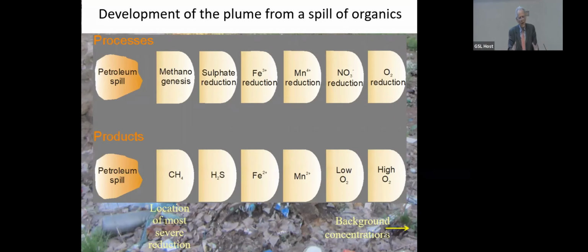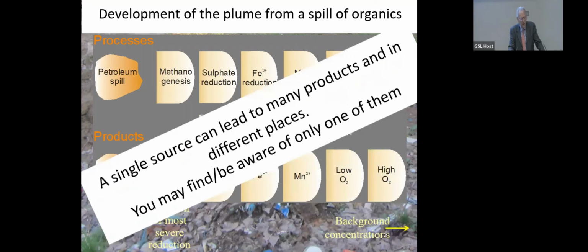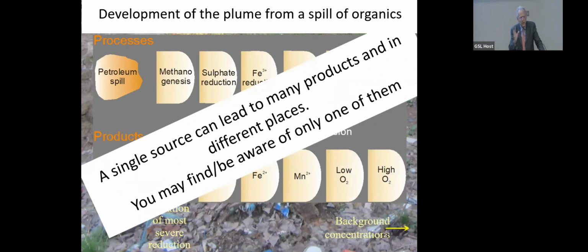So we'll get all those different species occurring at different positions out from the source. So the effects may vary with time and position. And the message really is that a single source can lead to lots of different chemistries in different places, but you may only ever see one of them because you haven't looked for the others. So it's not a bad idea to keep in mind, but what else is happening?